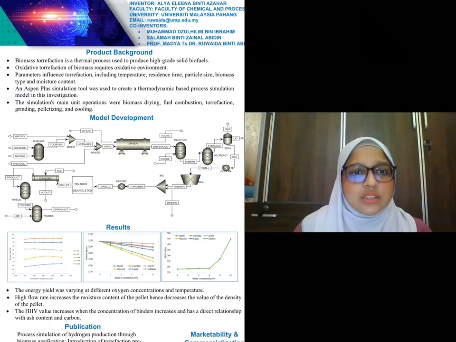For the pelletization process, a flash tee separator was used in order to separate the vapor produced from the torrefied biomass. The flash tee separator was set at 450 degrees Celsius and 1 bar. Then the torrefied biomass will enter the cooler and be cooled down to 60 degrees Celsius before entering the mill crusher. This mill was used to crush the torrefied biomass before it was mixed with binder.